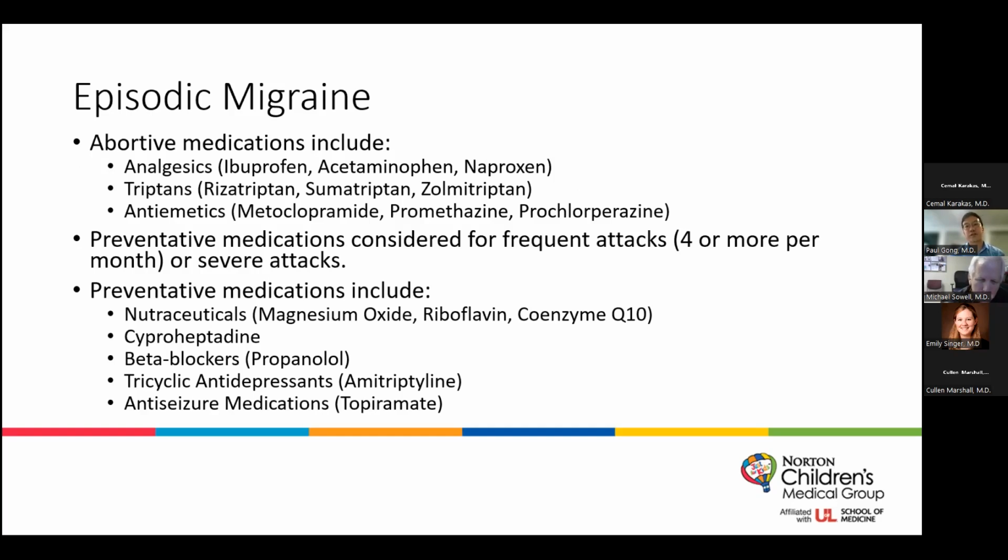And for preventatives in children, we usually like to start with nutraceuticals, which include magnesium oxide, riboflavin, CoQ10. There's kind of over-the-counter vitamins that parents can easily pick up and take daily. But other options are cyproheptadine, beta blockers such as propranolol, tricyclic antidepressants, mostly amitriptyline, and then anti-seizure medications like topiramate.